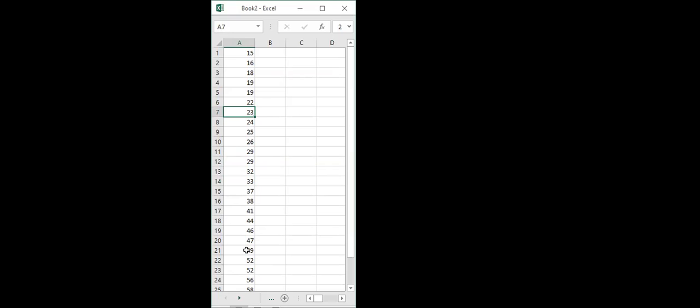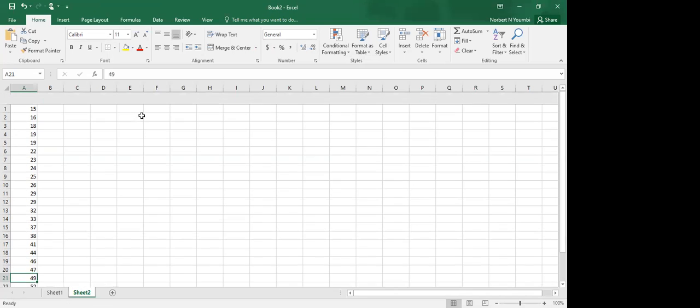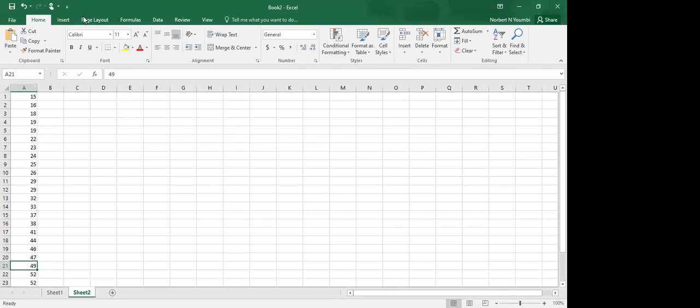Then the 21st value is Q3. The maximum is 72. So then we get the five-number summary. Now, if we do the box plot, it will also give us those numbers.